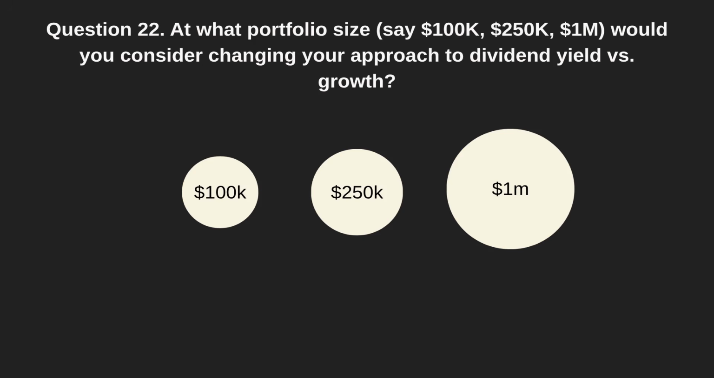Question 22. At what portfolio size, say 100K, 250K, 1 million, will you consider changing your approach to dividend yield versus growth? I say between 1 to 1.5 million. That will be enough money to cover my expenses and retire peacefully. By retiring, I mean doing what I like: sports, travel, optional labor, and so on.